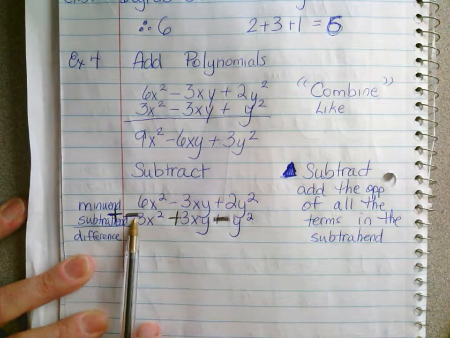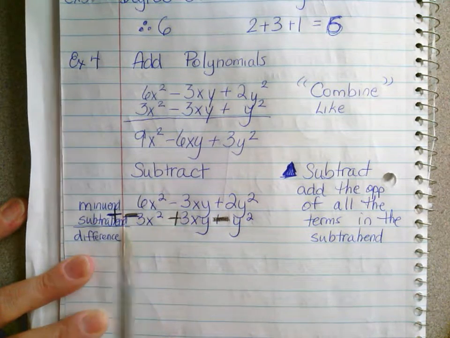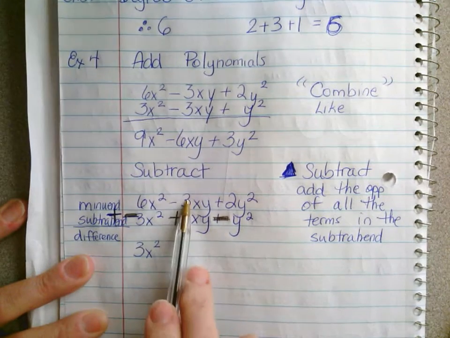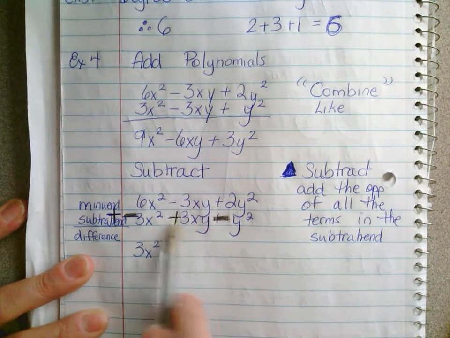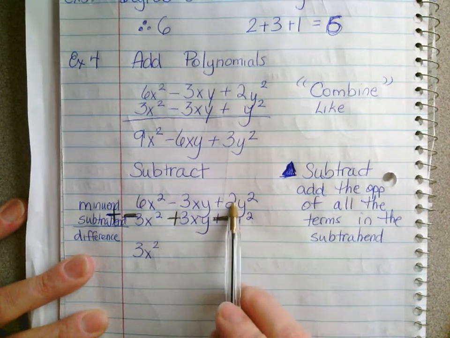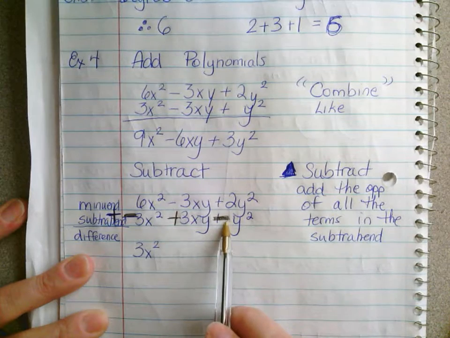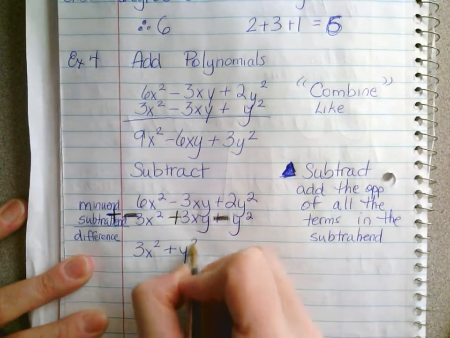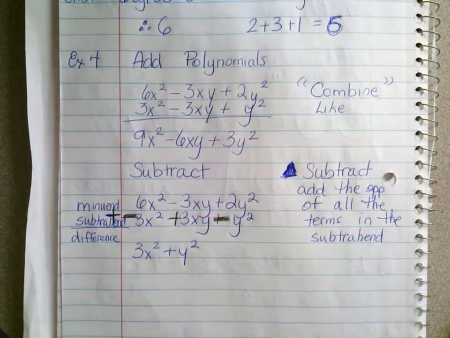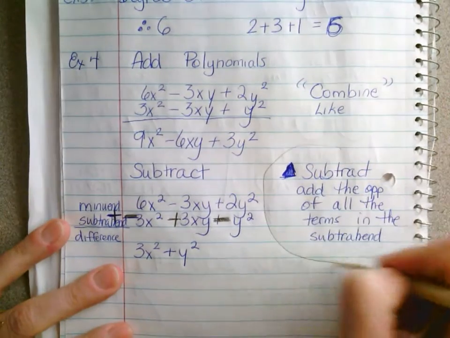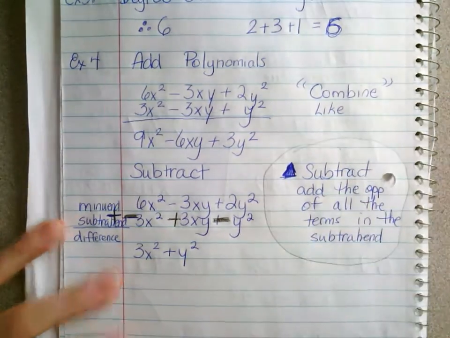6 and negative 3, what do you get? 3x squared. Positive 3, negative 3. How many xy's do you end up with? None. Positive 2, negative 1. 1. There's your answer. Okay, but you have to do it.